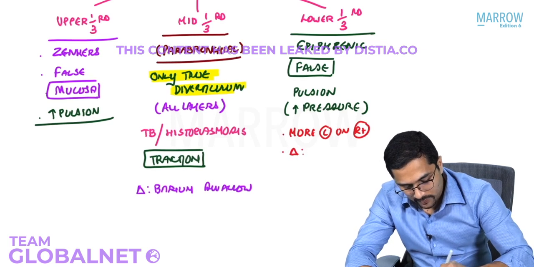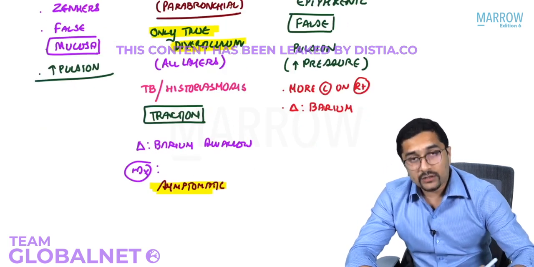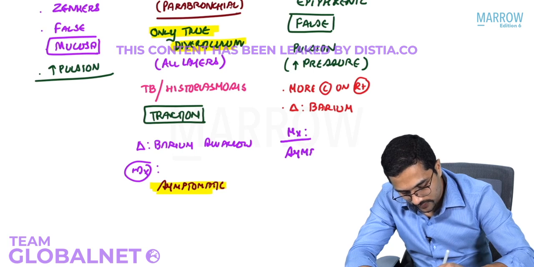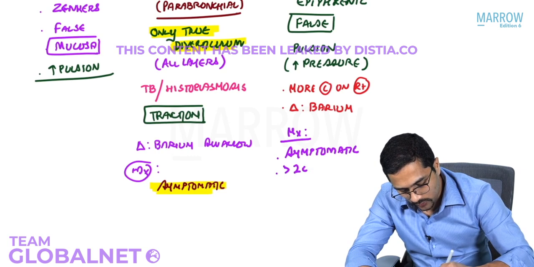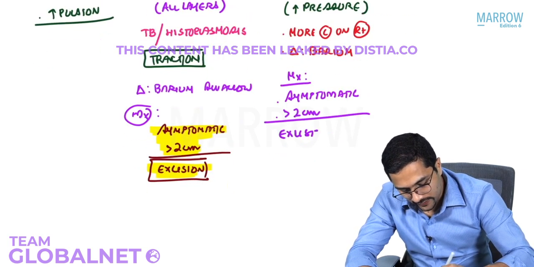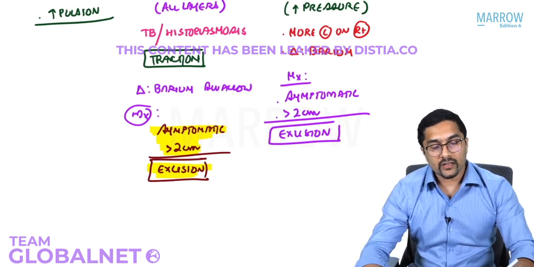Again, diagnosis can be made by a barium swallow. And the management of these patients, if it is a symptomatic diverticulum which is more than 2 centimeters, then we carry out excision. Otherwise, just observation is required in these diverticulae.